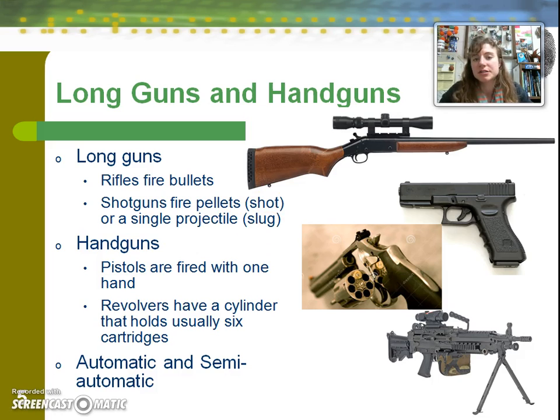A handgun, which is designed not for two hands but for just one hand, includes a pistol, which you see here, and a revolver, which usually has a 6-cartridge holder. The cartridges are loaded into the revolving mechanism. And then there are also automatic and semi-automatic weapons.